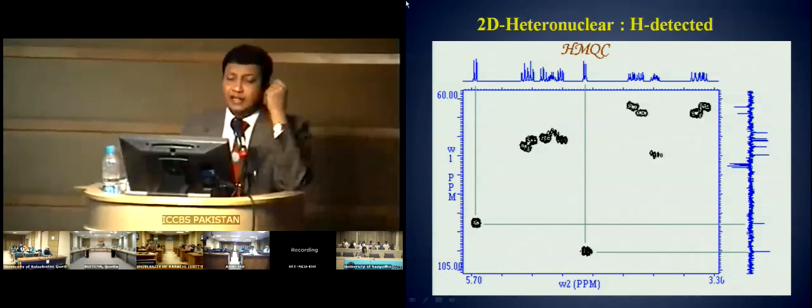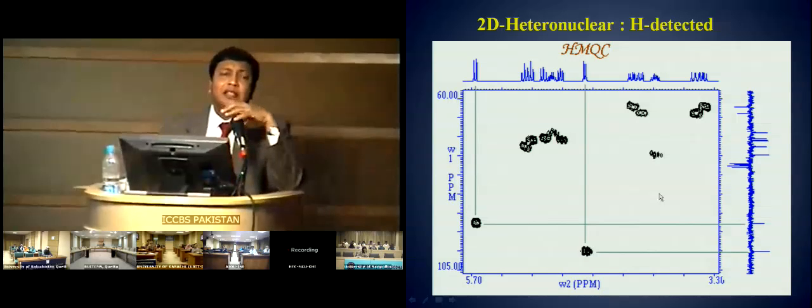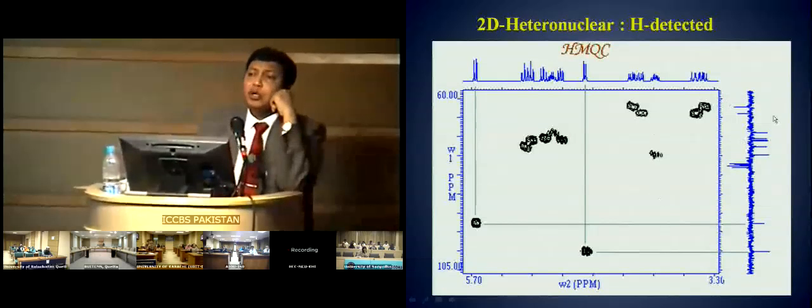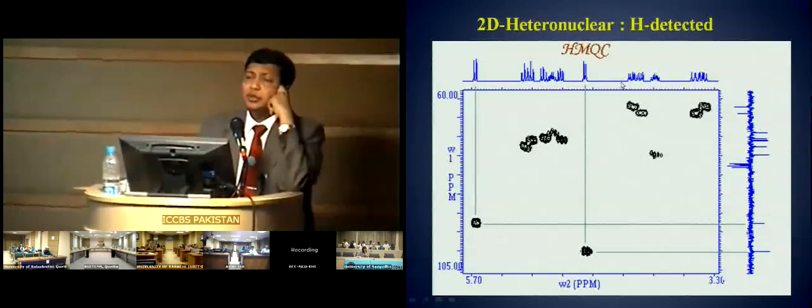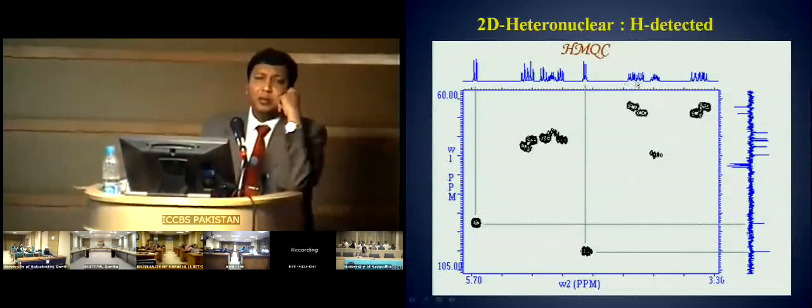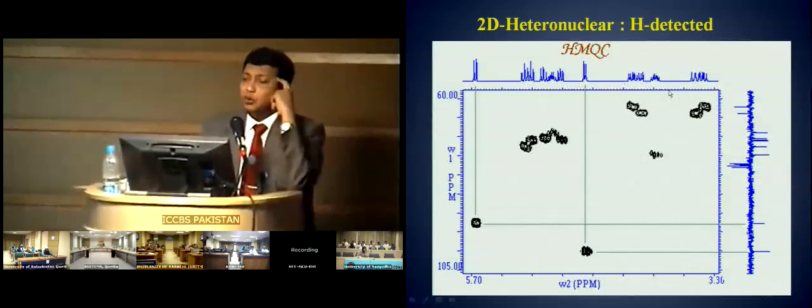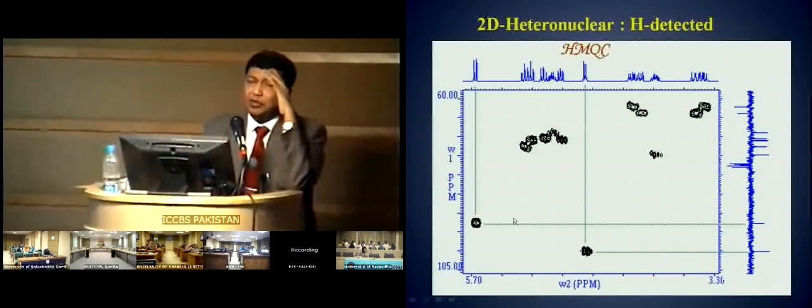This is capacity. This is a technique which gives you proton-carbon direct coupling with 3 advantages. Number 1, you use the sensitivity of proton to detect carbon. Number 2, you spread all these proton signals. All of them are proton signals.